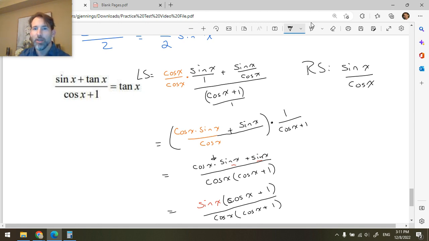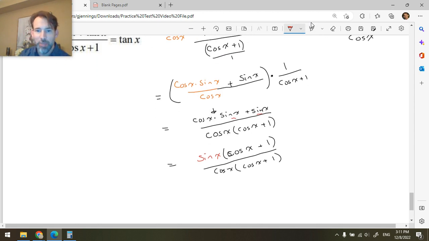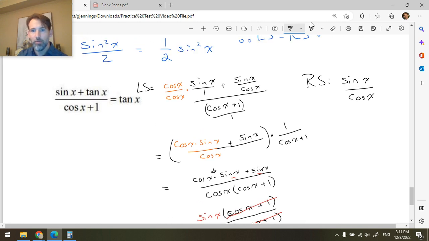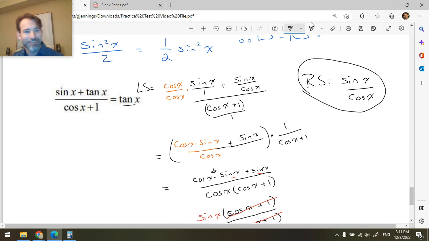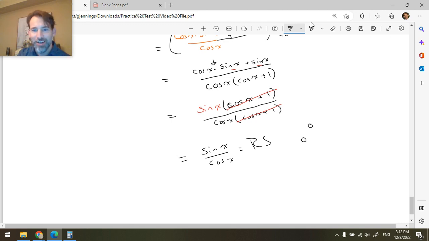Aha! I see something that will cancel out. Get my canceling pen. Very excited to cancel this pesky cosine x plus 1 factor from top and bottom. And that will leave us with the left side equaling sine x over cos x equals the right side. What are you talking about? Remember, we simplified the right side to sine x over cosine x because that's what tan x is. So, therefore, left side equals right side. And that's how you solve this problem.